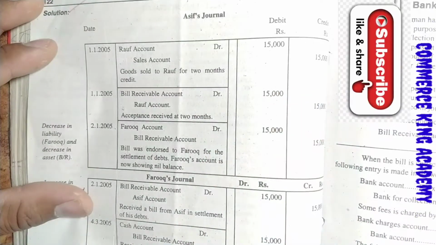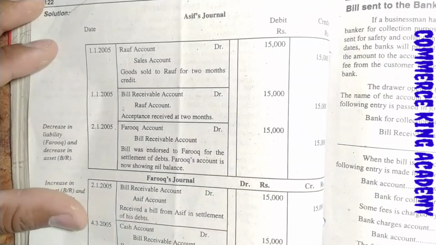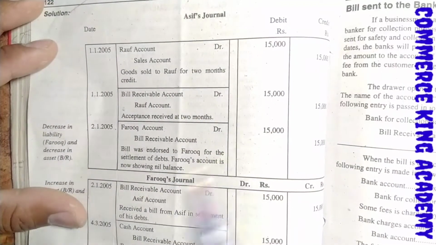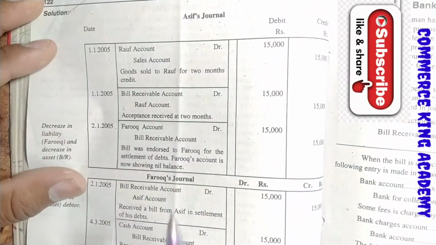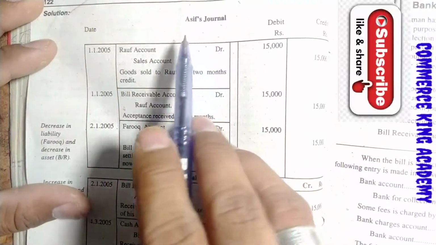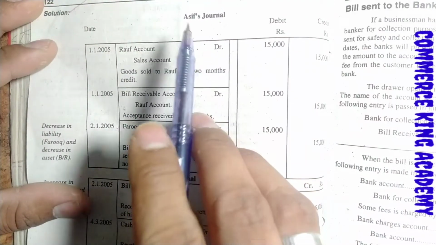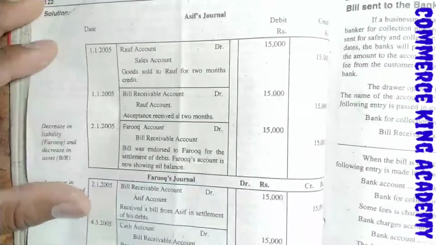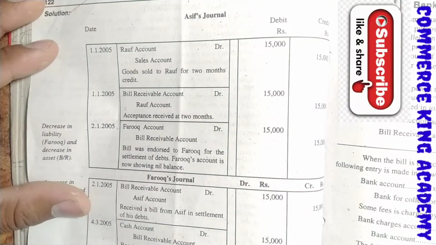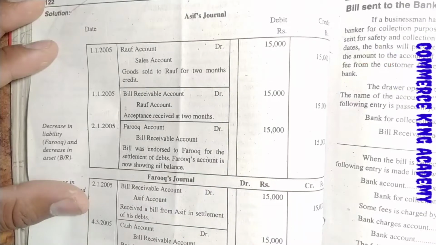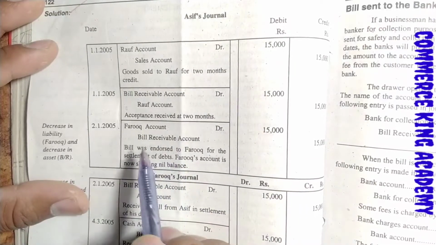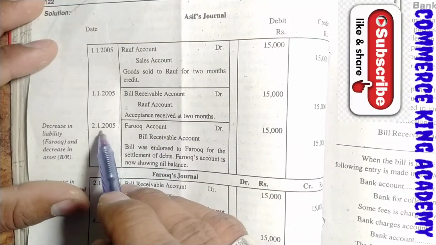Alright. So the third entry in the journal of Mr. Asif comes into existence when Mr. Asif does not retain the bill of exchange till the due or maturity date and uses the bill of exchange for settlement of his debts from Mr. Farooq. So the entry would be on 2nd January 2005.